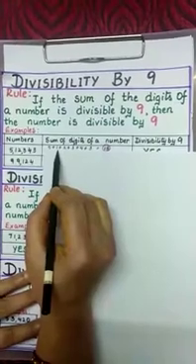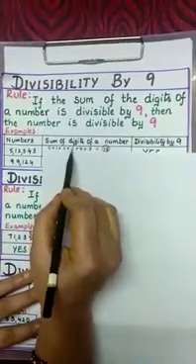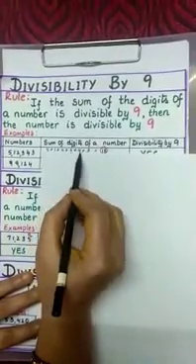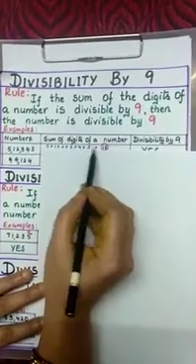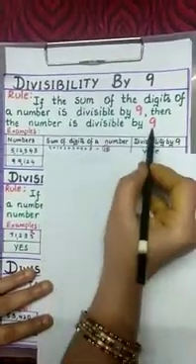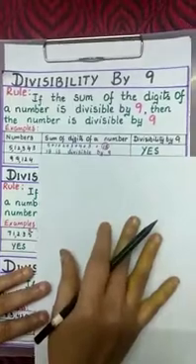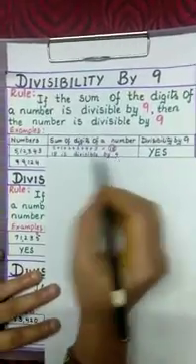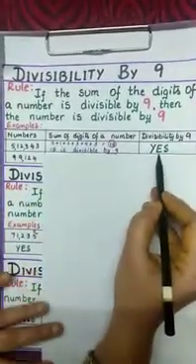5 plus 1, 6. 6 plus 2, 8. 8 plus 3, 11. 11 plus 4, 15. 15 plus 3, 18. Is 18 divisible by 9? Yes, 18 is divisible by 9. Hence, this number is divisible by 9.